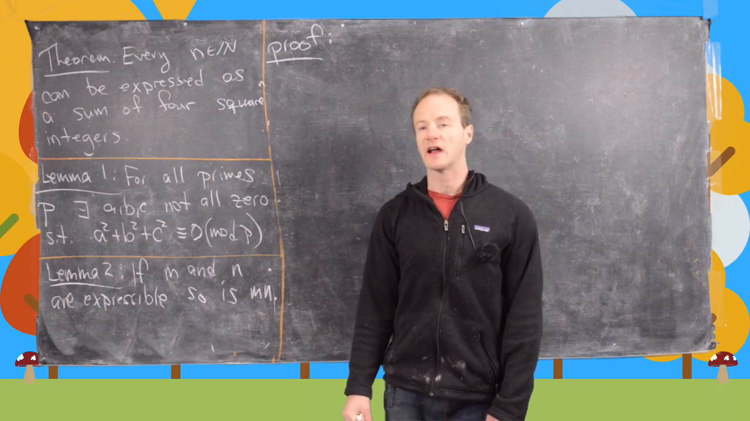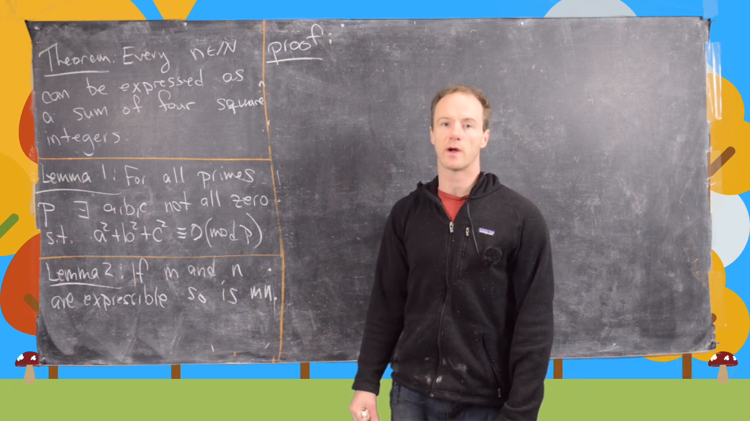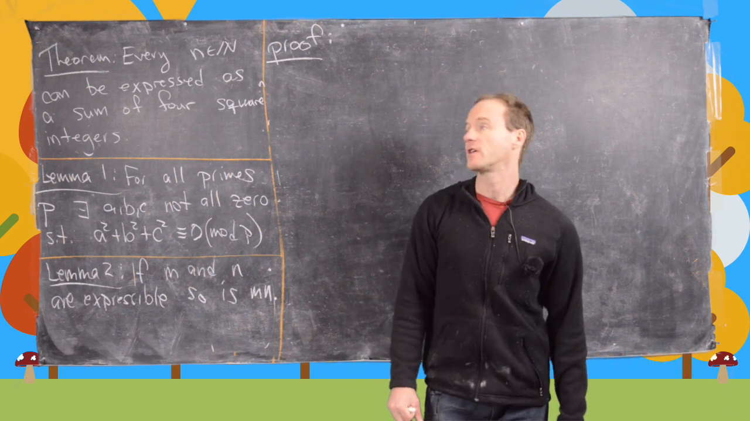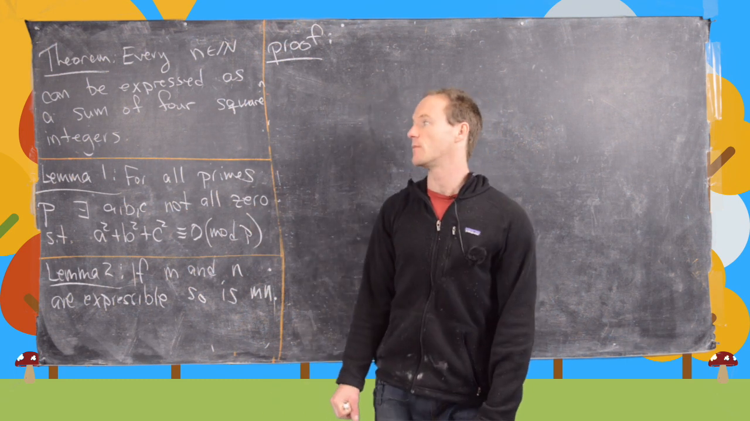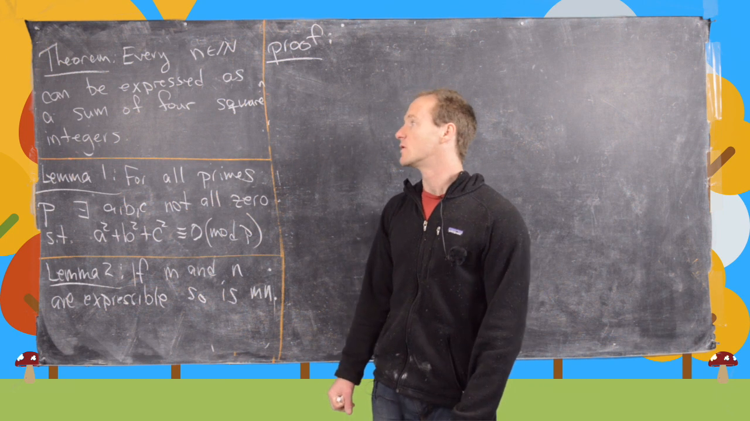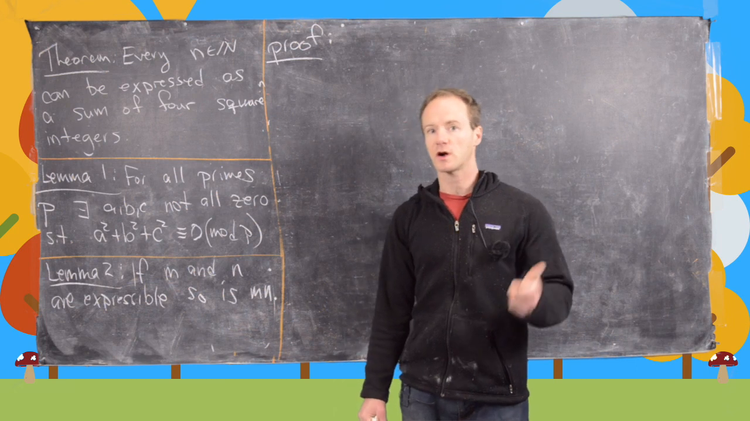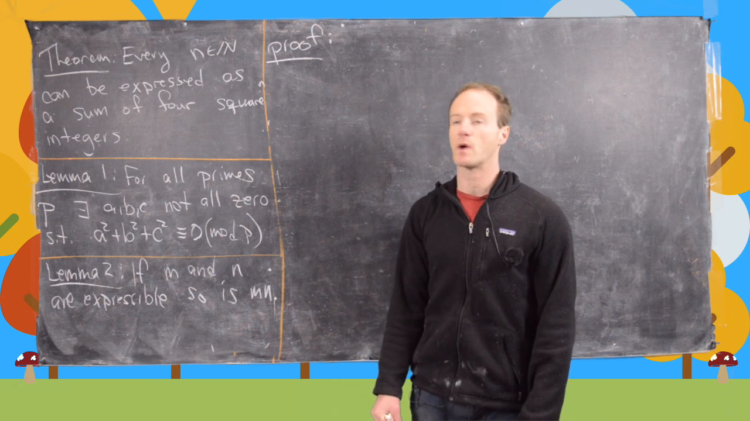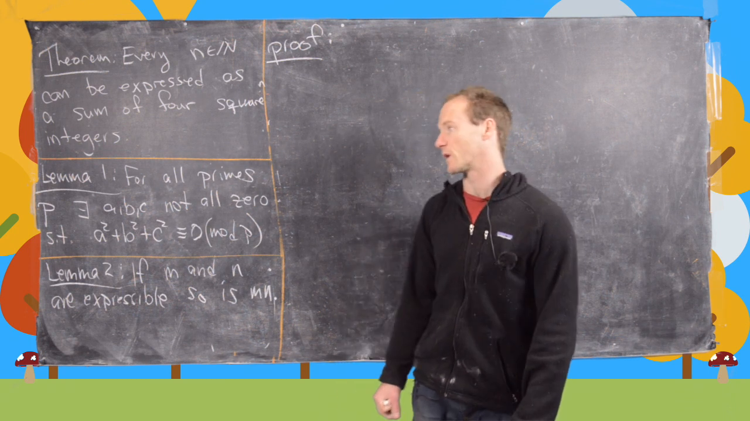Okay, this is the final video in our series of representing natural numbers as sums of square integers. So look at this big theorem. Every natural number can be expressed as the sum of 4 square integers. We saw that only some could be represented as the sum of 2 square integers. A few more could be expressed as the sum of 3 square integers, but all of them can be expressed as the sum of 4 square integers.